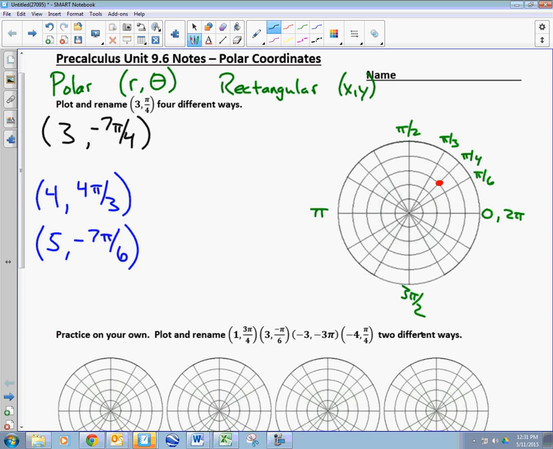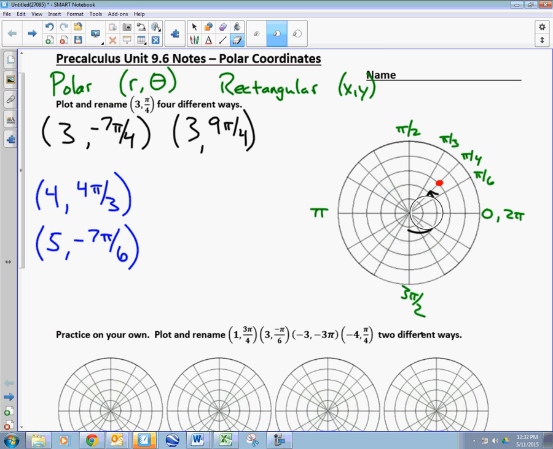I could also start here. I could go around more than 360 degrees, couldn't I? What's pi over 4 past 2 pi? 9 pi over 4. So therefore, we have 9 pi over 4. You could, but that gets old after a while.